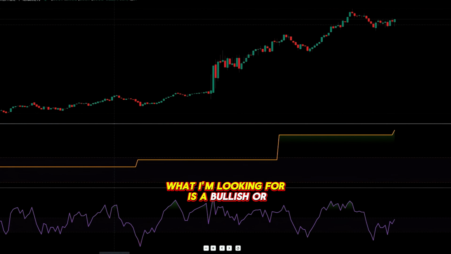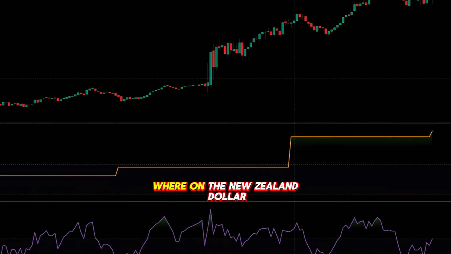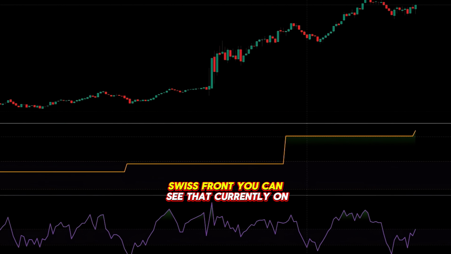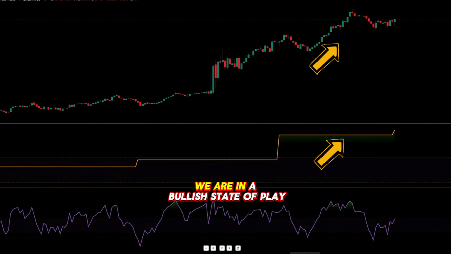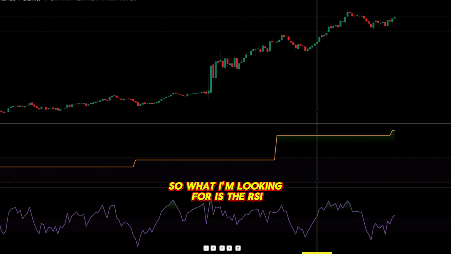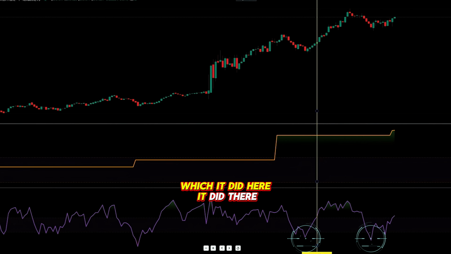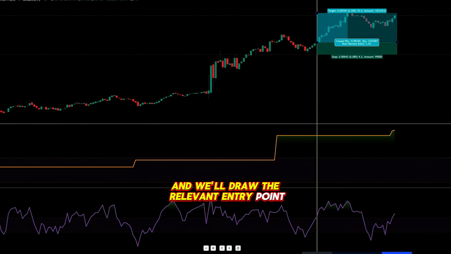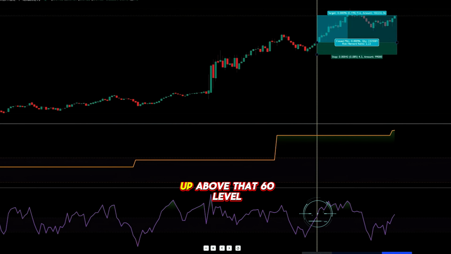What I'm looking for is a bullish or a bearish currency. We're on the New Zealand dollar, Swiss franc. You can see that currently on the live charts, we are in a bullish state of play. So what I'm looking for is the RSI to dip underneath 40, which it did here, it did there, and we'll draw the relevant entry point, which is just as the RSI came back up above that 60 level.